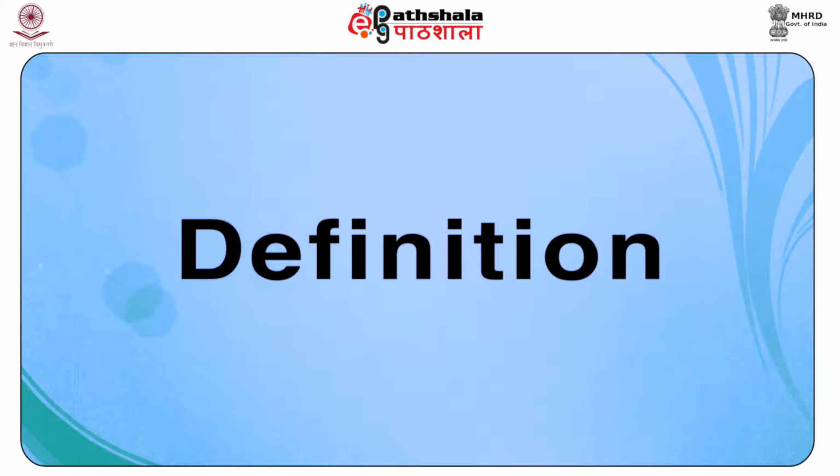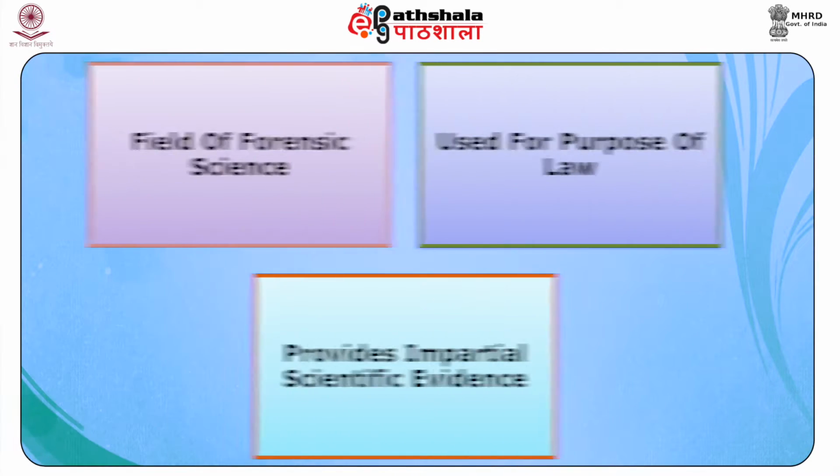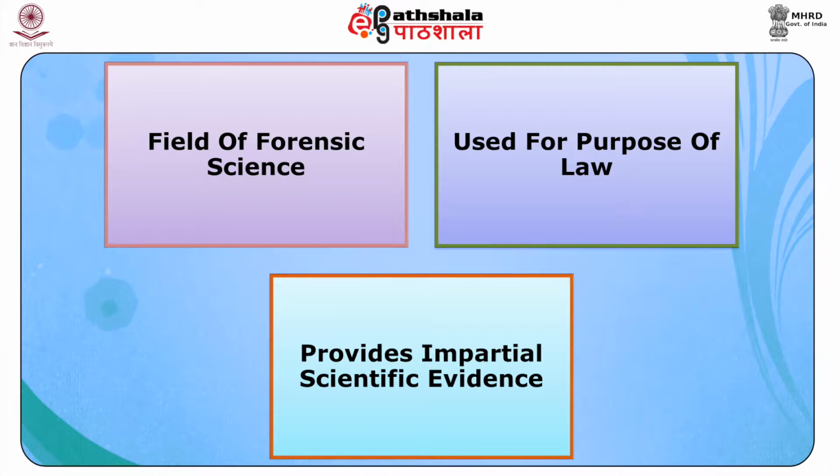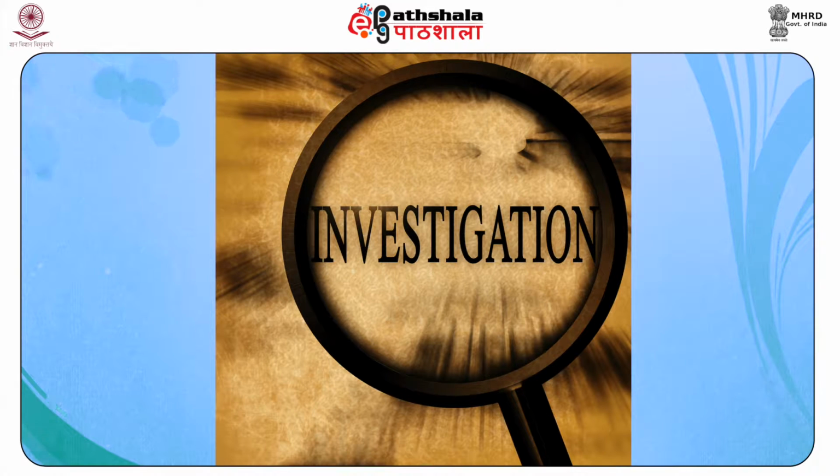Now let us learn about the definition of forensic science. Considering the broader aspect, the field of forensic science is any science used for the purposes of the law, and therefore provides impartial scientific evidence that can be used in the courts of law, that is, in criminal investigations and trials. Or it may also be defined as the application of scientific knowledge to law, or in other words, the application of scientific principles and techniques for the purpose of justice.